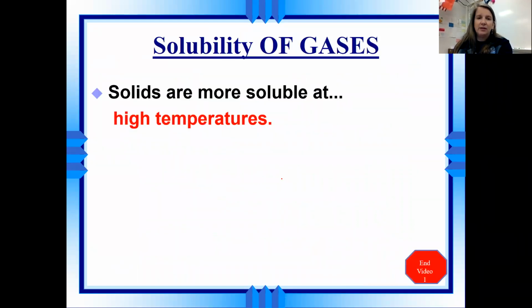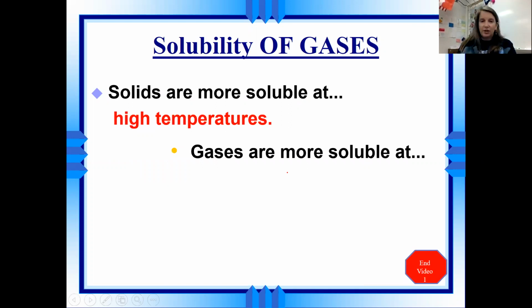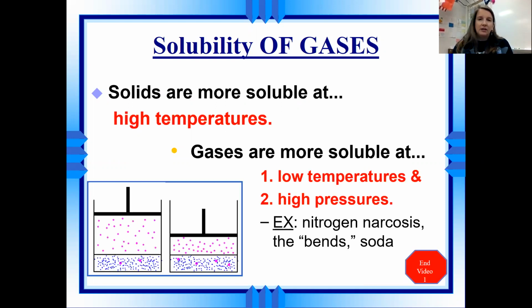Now, when we're talking about solids, solids are usually more soluble at higher temperatures like we were just discussing. It's not the same for gases. Gases are going to be more soluble at lower temperatures and high pressures. So when you think about soda, if you drink Cokes or anything like that, typically the Cokes are kept in a refrigerator. If you get them out of the fountain, drinks at a restaurant or something, they come out cold. And that's because at that lower temperature, the gases can stay dissolved in the solution better.